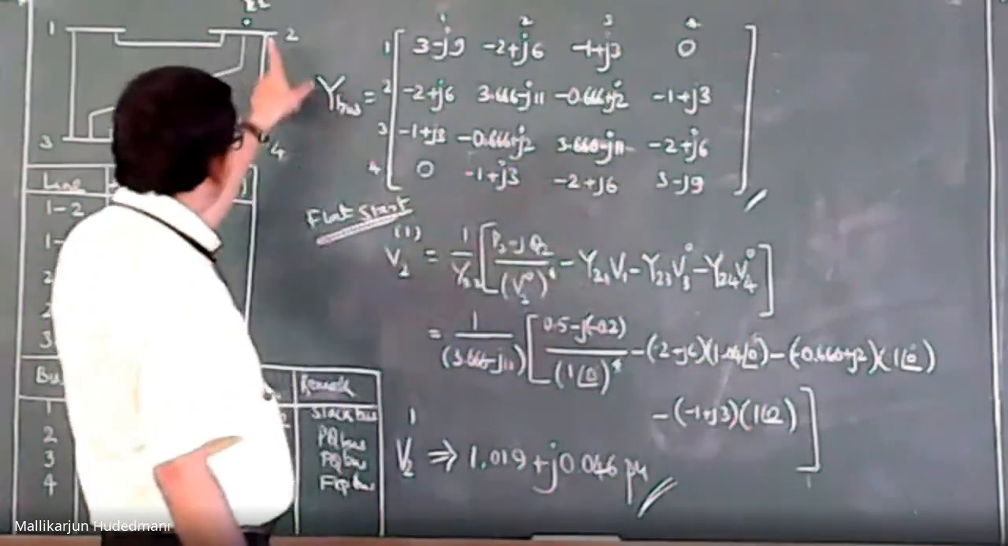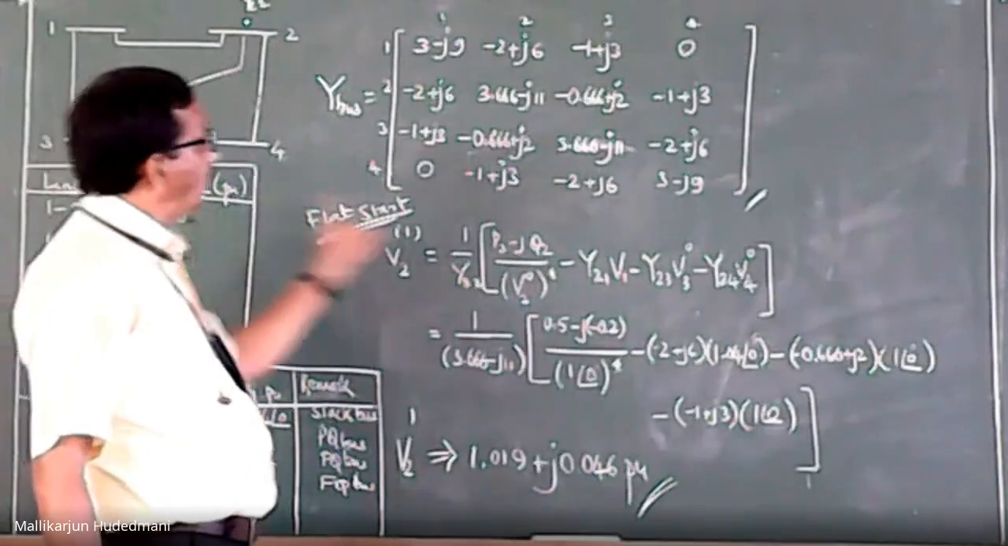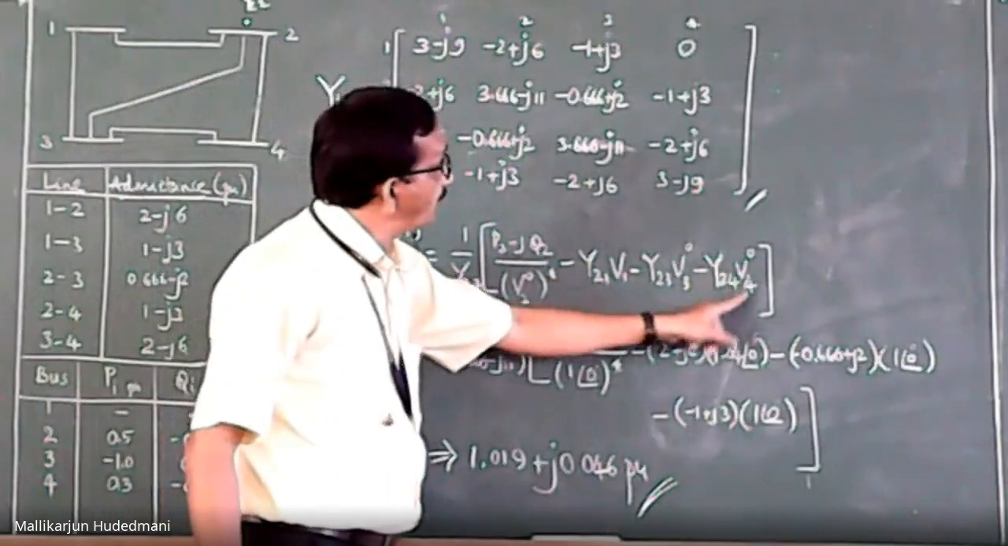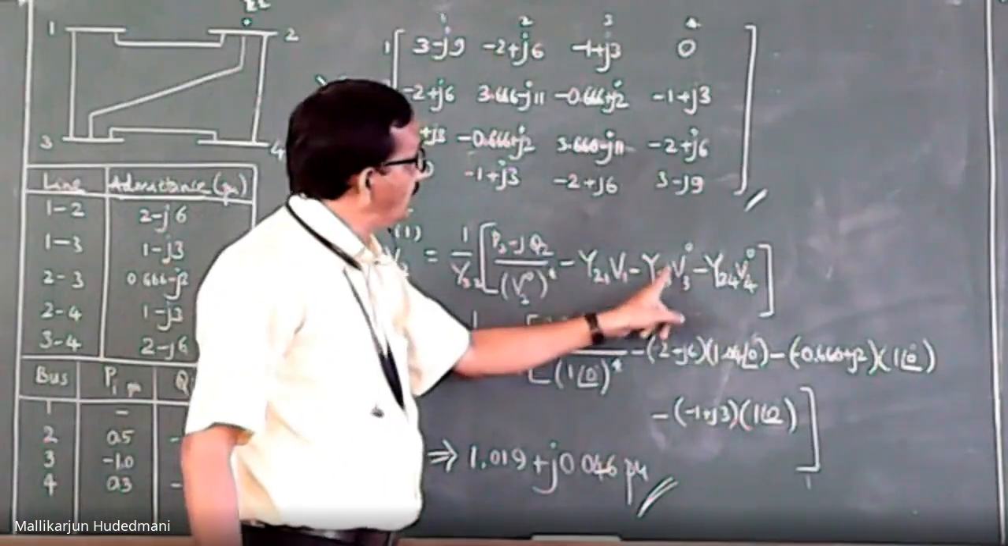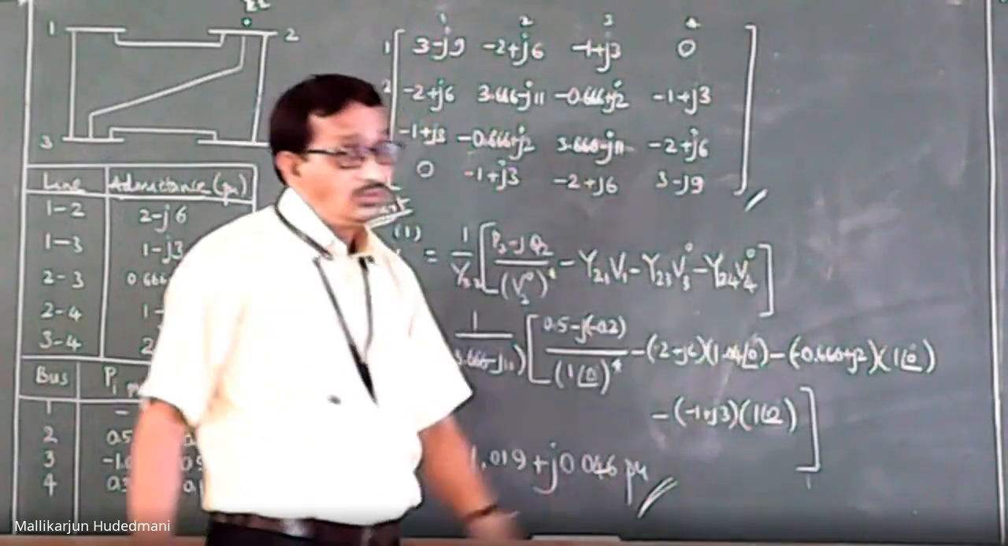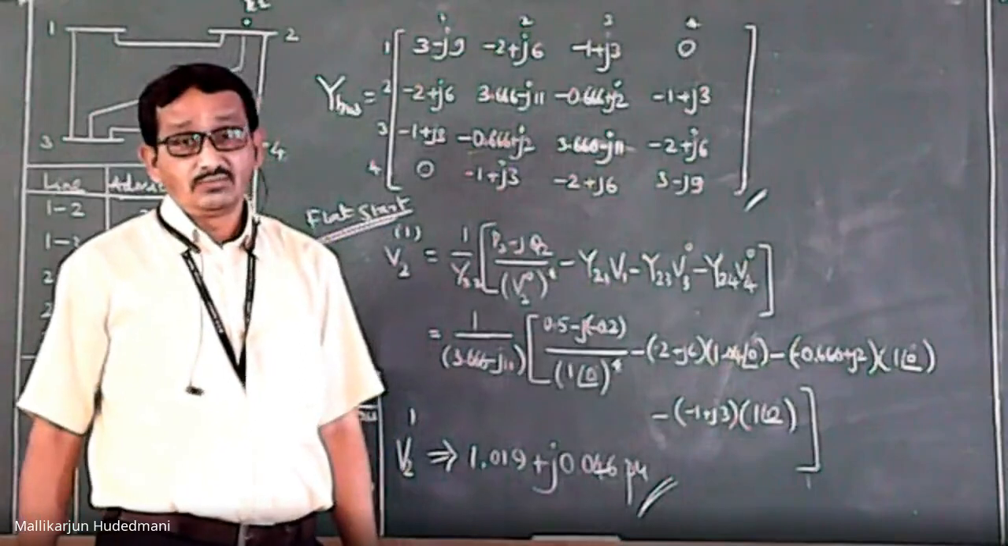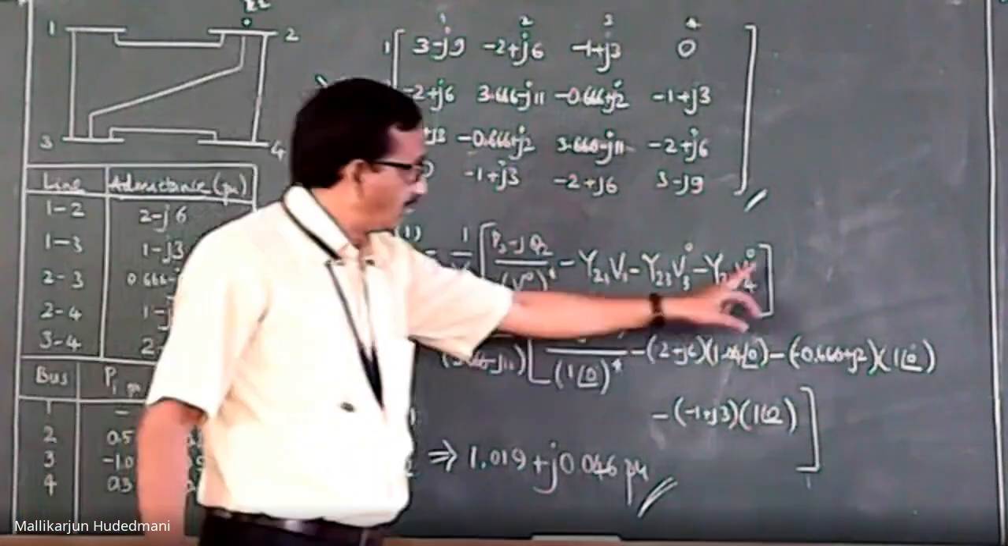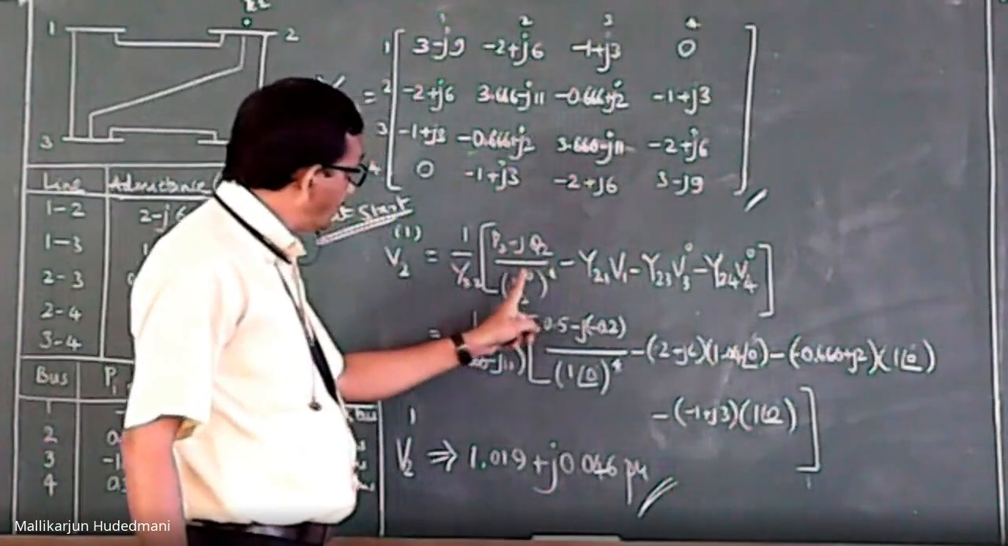What is the next connectivity? 2 to 4. When I have 2 to 4, Y24, V40. It is the same as V3. V3 is yet to be computed. Similarly, V4 is also yet to be computed. Therefore, V40 is referred.